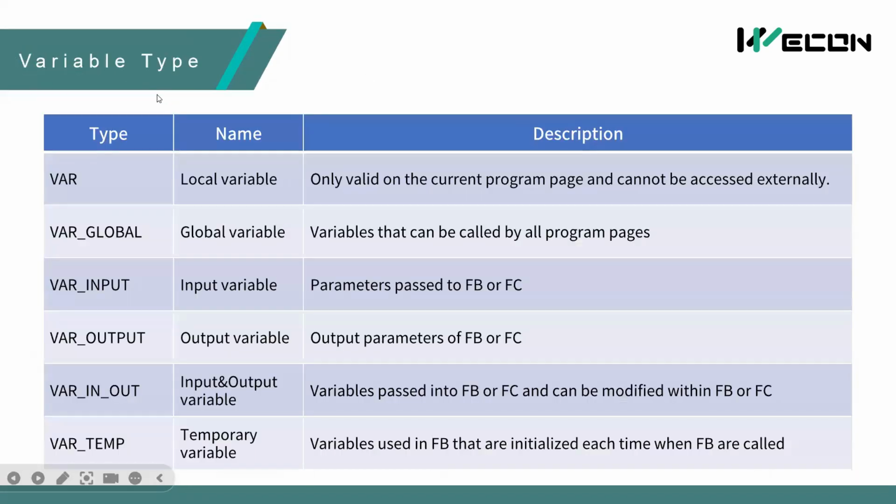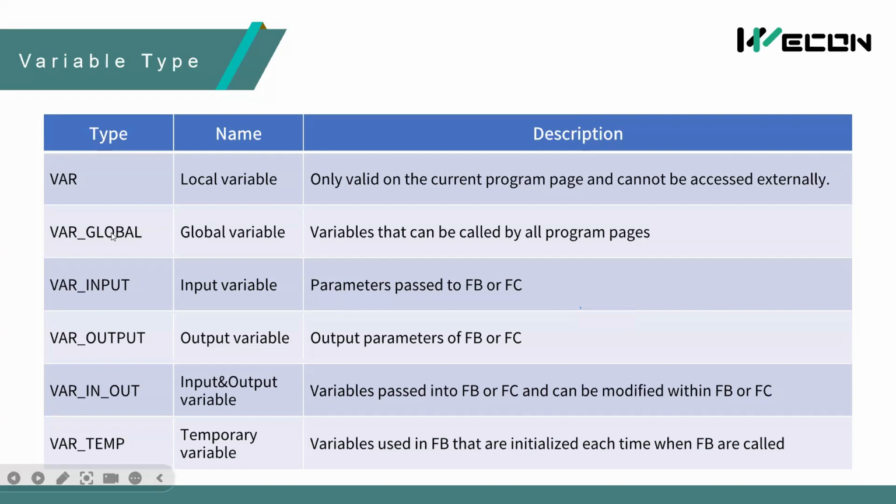And the next part is about variable type. In our program, after we create the variable, we can set its type, and these are the variable types our PS Editor 2 supports. VAR means it is a local variable. It means this variable can only be used in the current program page and can't be accessed by other program pages.